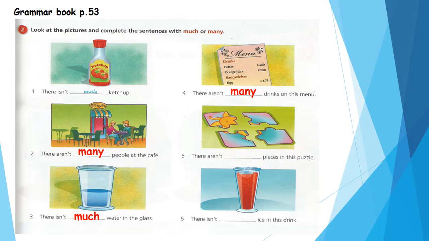Number 5. There aren't dots pieces in this puzzle. Okay, pieces, can we count them? Yes, we can count. And yes, this word has a plural form. So we'll use much or many? Yes, many. Number 6. There isn't dots ice in this drink. Yes, the word ice, can we count it? No, we can't count ice. It is uncountable. So we'll use what? Much. Super, my lovely kids.